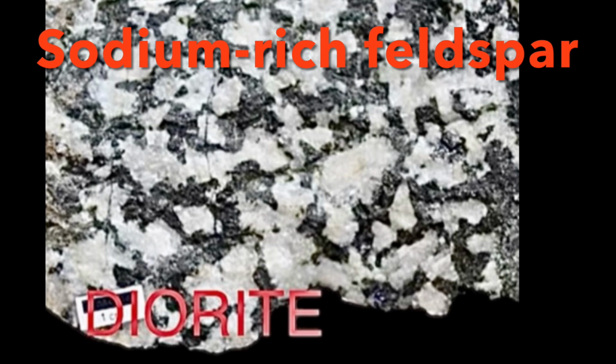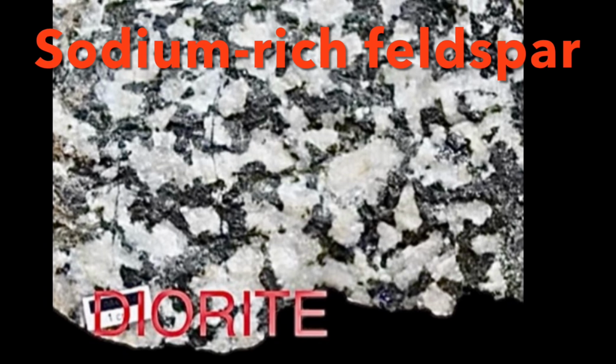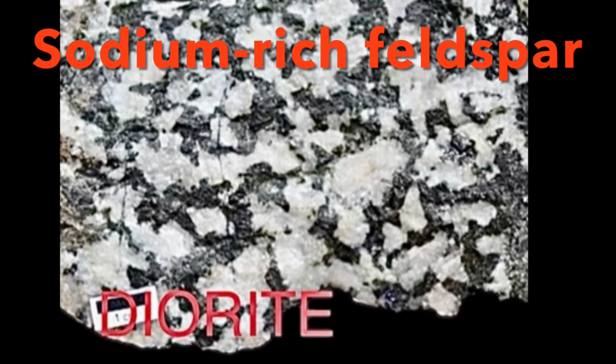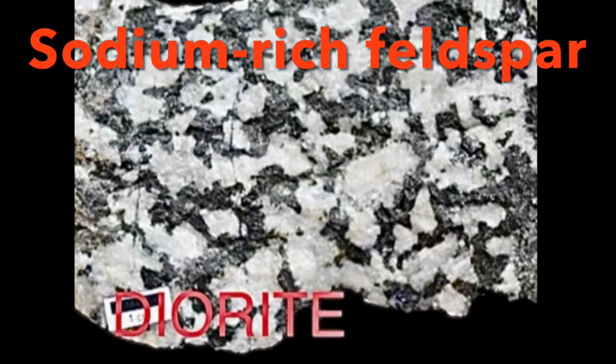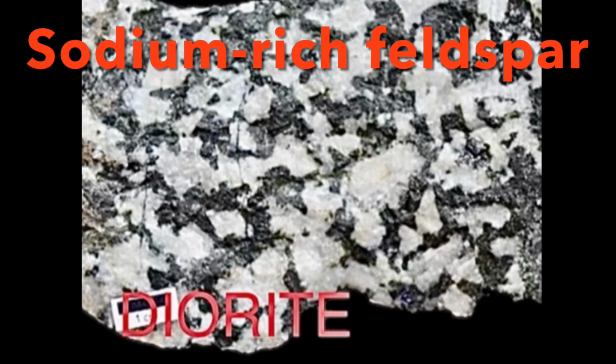And here we have a rock called diorite. And those white mineral crystals there are sodium-rich feldspar. Sodium-rich feldspar is usually white when you see it in a rock.